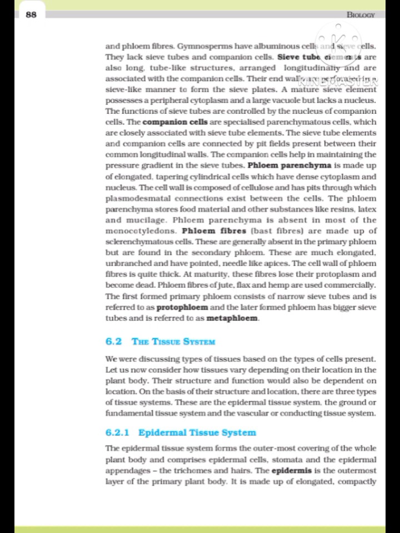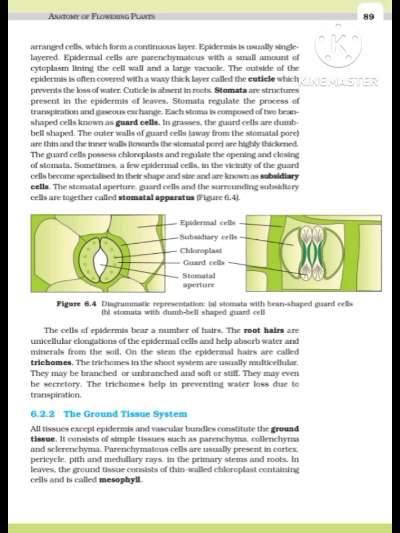6.2.1 Epidermal tissue system. The epidermal tissue system forms the outermost covering of the whole plant body and comprises epidermal cells, stomata, and the epidermal appendages, the trichomes and hairs. The epidermis is the outermost layer of the primary plant body. It is made up of elongated, compactly arranged cells, which form a continuous layer.